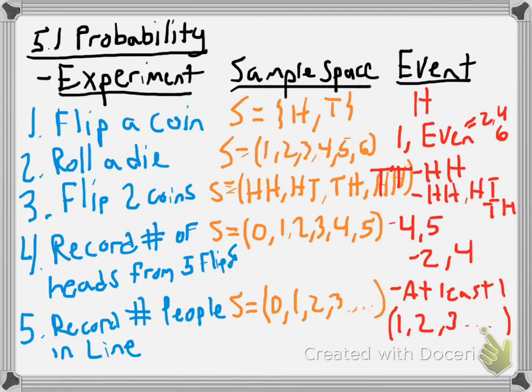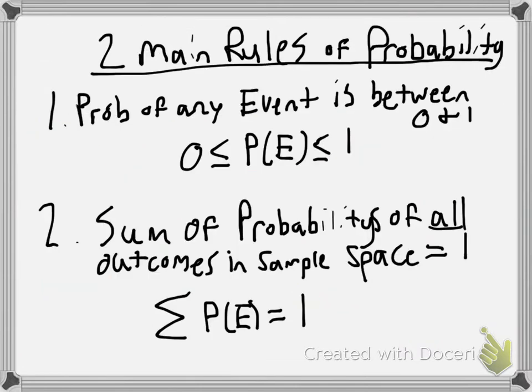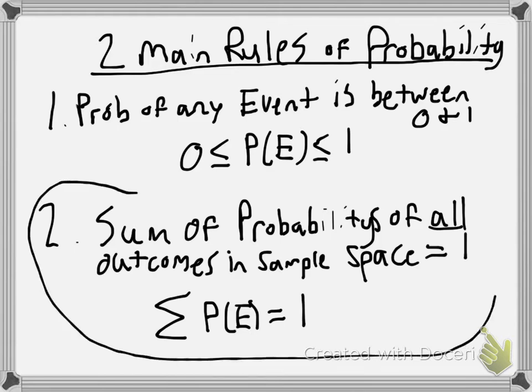Same with rolling a die. The probability of rolling a 1 is 1/6. The probability for all the other numbers is also 1/6. So you take 1/6 six times, and you get 1. So this will always be the case that the sum of the probabilities always equals 1. This will be a useful tool for us when we figure out the probabilities of events called complements, the not of something.